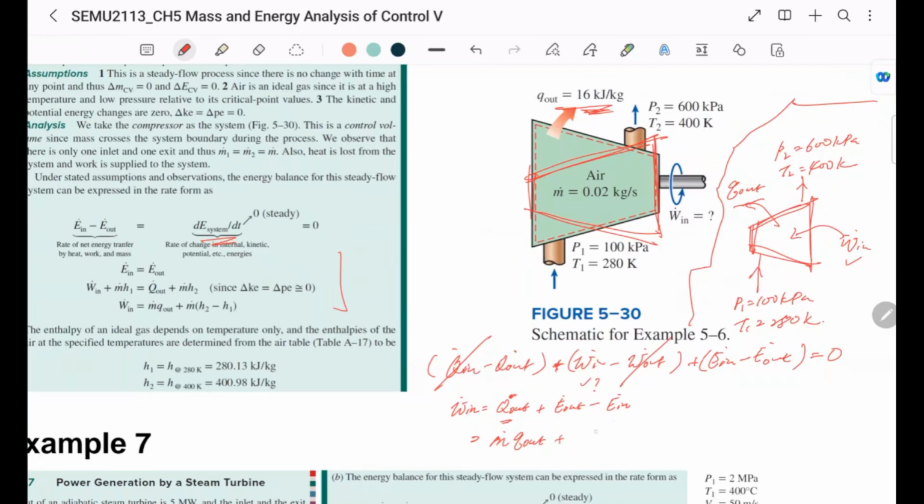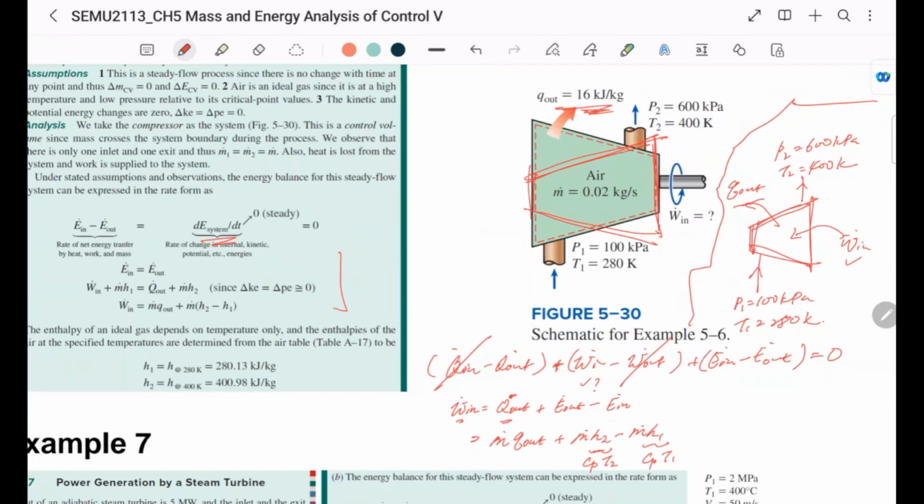Plus M dot, because this is an ideal gas, so therefore H2 we can approximate using CpT2. This we can approximate using CpT1. Then we should be able to find out work input.